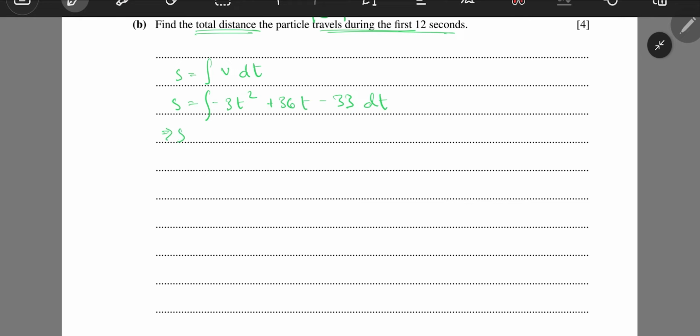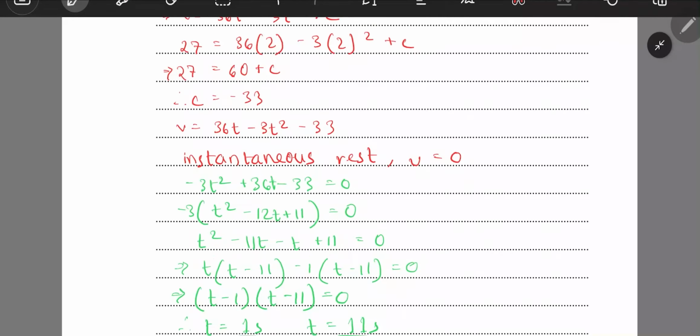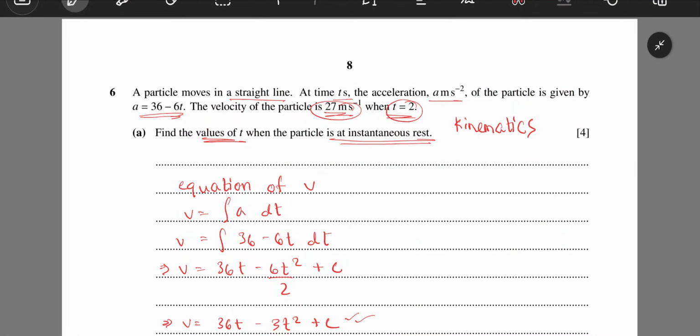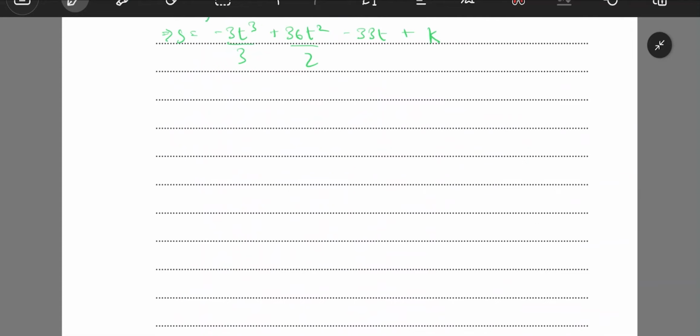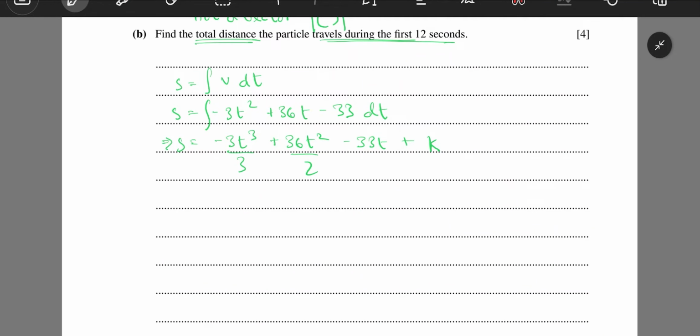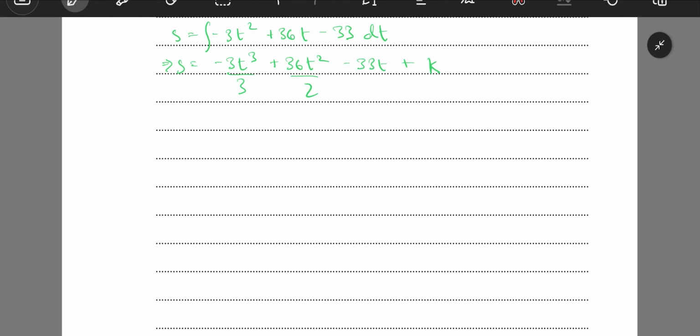Now just integrating it. So minus 3t cubed by 3 plus 36t squared by 2 minus 33t plus, let's write k this time. Now let's check if there is any information regarding the value of k. There is no information, so let's just keep k as it is. Now, when solving these questions with instantaneous rest, the trick to find the total distance is by setting the limits.